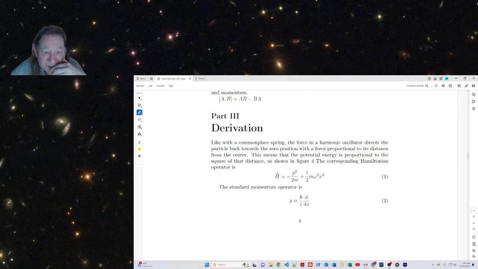This funny hat over the H, the inverted V, it's called a hat, and I use that to distinguish numbers such as the mass m from operators. The hat, if there's a hat, it's an operator. So this is the Hamiltonian operator, and what they say about it is that it gives you the total energy.